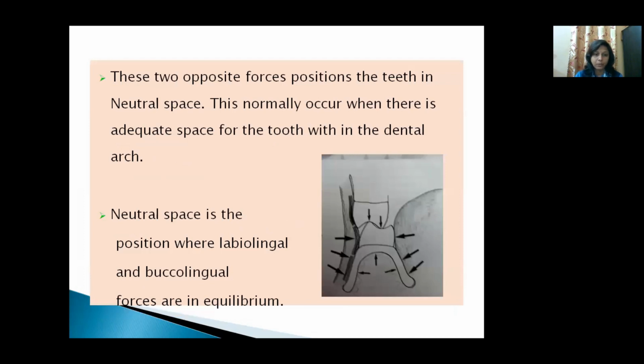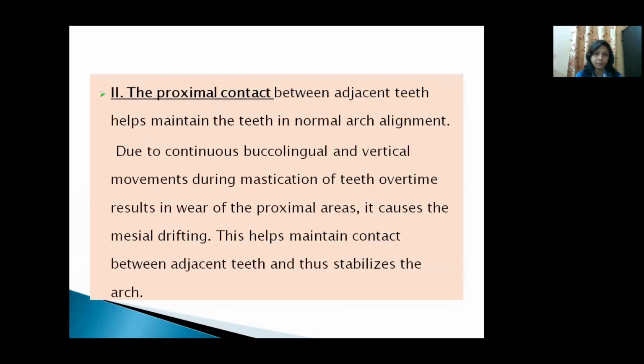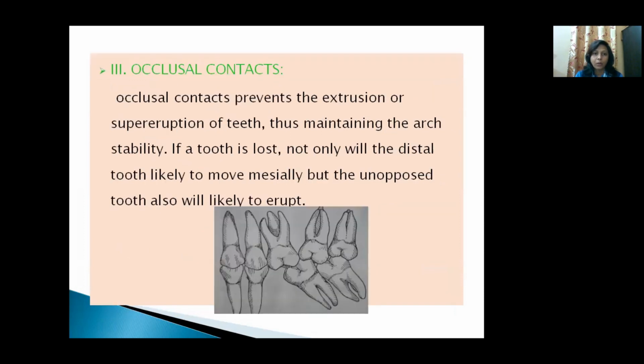So neutral space is the position where labiolingual and buccolingual forces are in equilibrium. Coming to the proximal contacts between adjacent teeth, these contacts help to maintain the teeth in normal arch alignment. Occlusal contacts prevent the extrusion or supraeruption of teeth, thus maintaining the arch stability. If a tooth is lost, not only will the distal tooth be likely to move, but the unopposed tooth also will be likely to erupt.